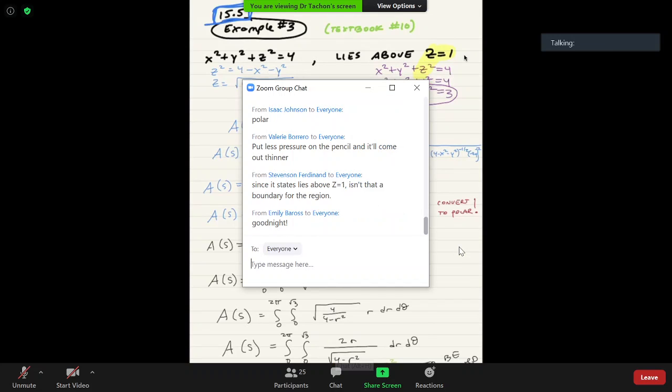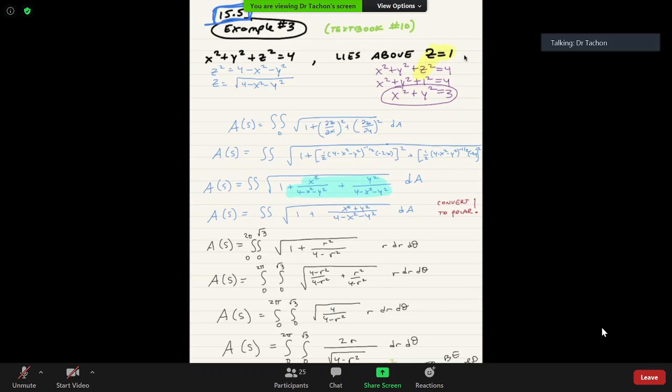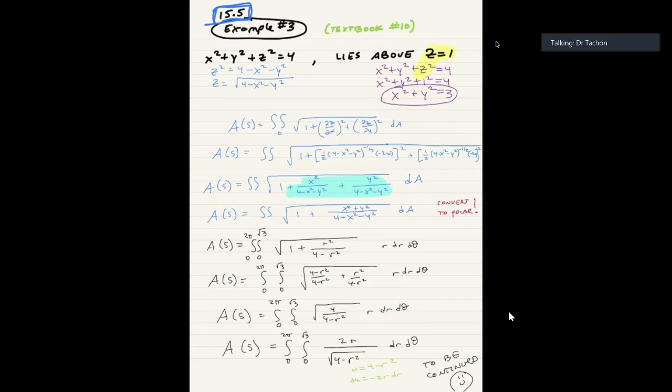To be continued. We're not leaving this one. We're going to come back to it and continue with it on Wednesday. In the meantime, center of mass: take a look at them in the book. I'd just do one problem between now and Wednesday to get the concept in your head. And surface area, do a problem or two, get it in your head.